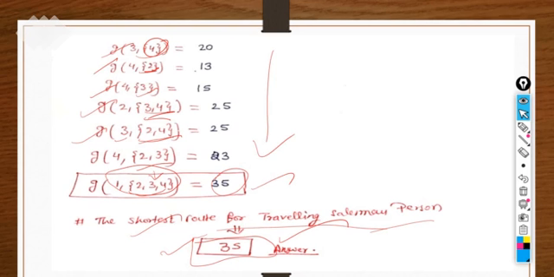In the next lecture, we will discuss the Hamiltonian circuit and graph coloring problem with respect to dynamic programming, like how these applications of dynamic programming you can solve.